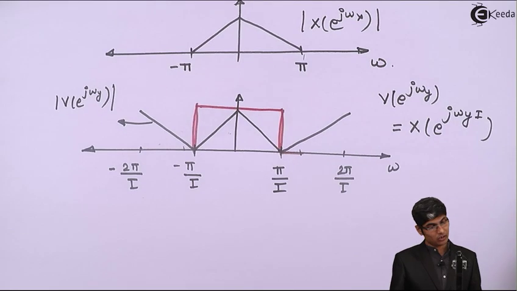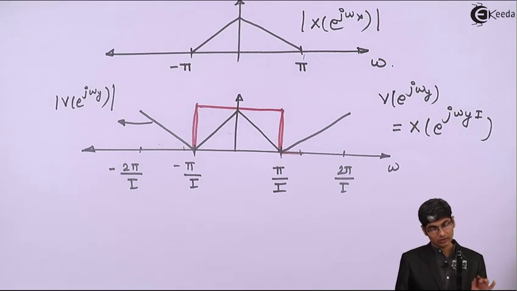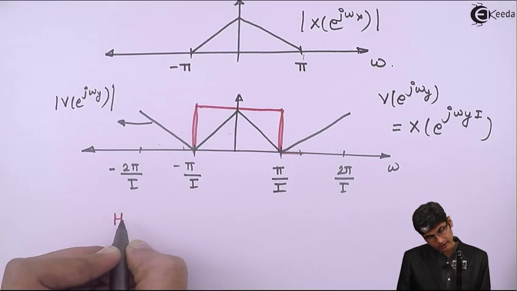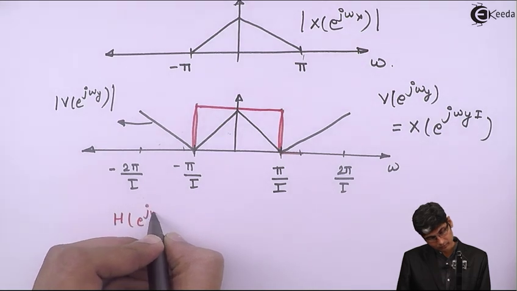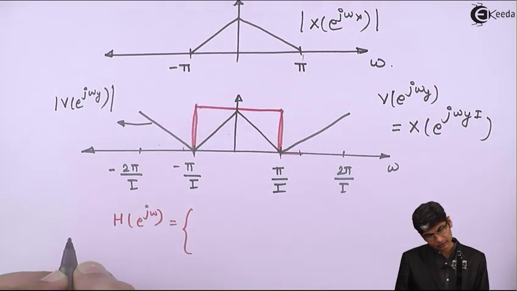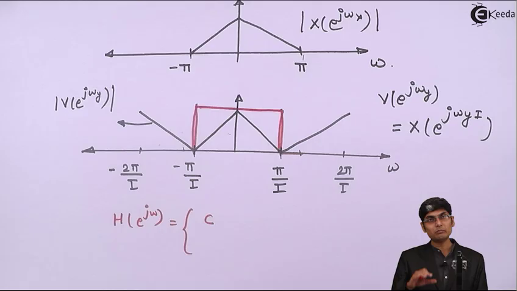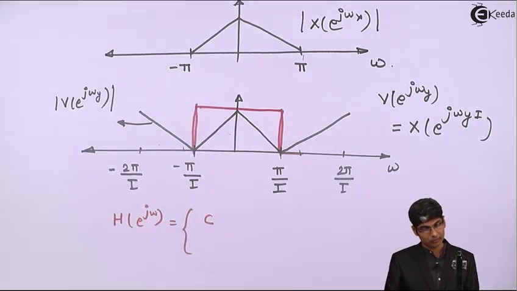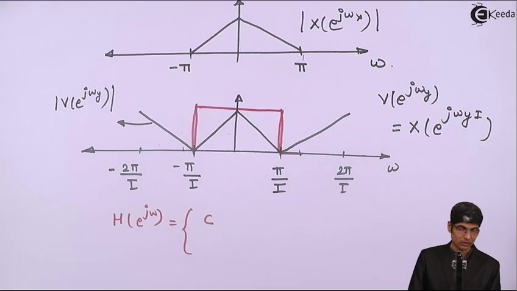So after v of m, we are inserting a filter. Ideally the filter should have the characteristics as, I write in frequency domain, let's say some amplitude, because there will be some amplitude over here. So I say some amplitude c, a constant. I don't know what the amplitude is.